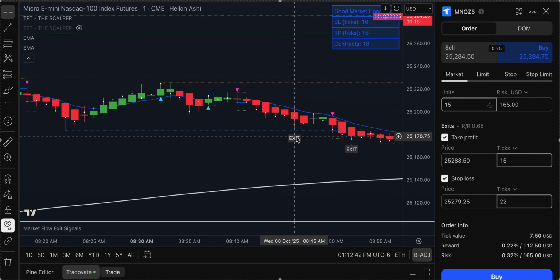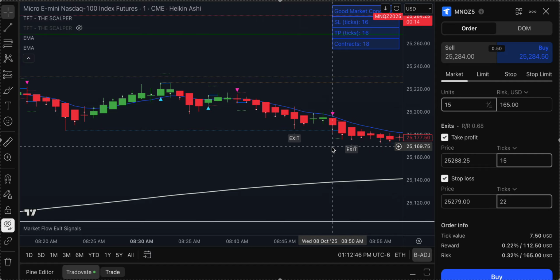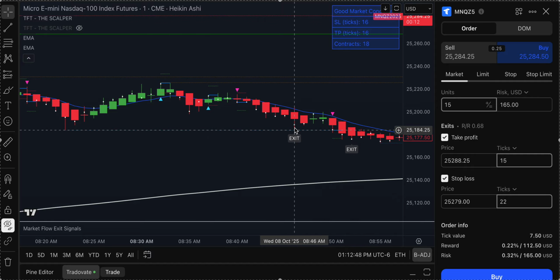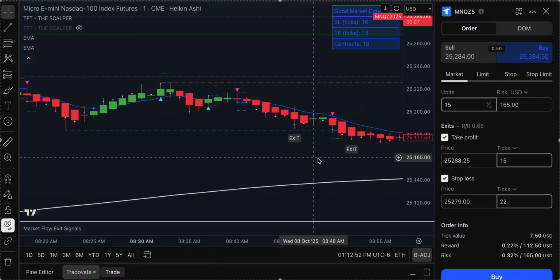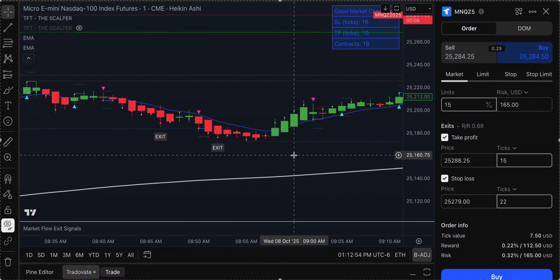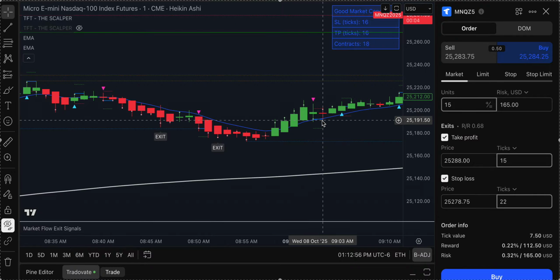Another one here is a win. Now again, exit. This is overbought, oversold, okay? So if this happens on this exact candle, there might be a retrace. As you can see here, this one exited. We had a small retrace, but then it just came back down. Still has some good selling pressure. Okay, so win there.